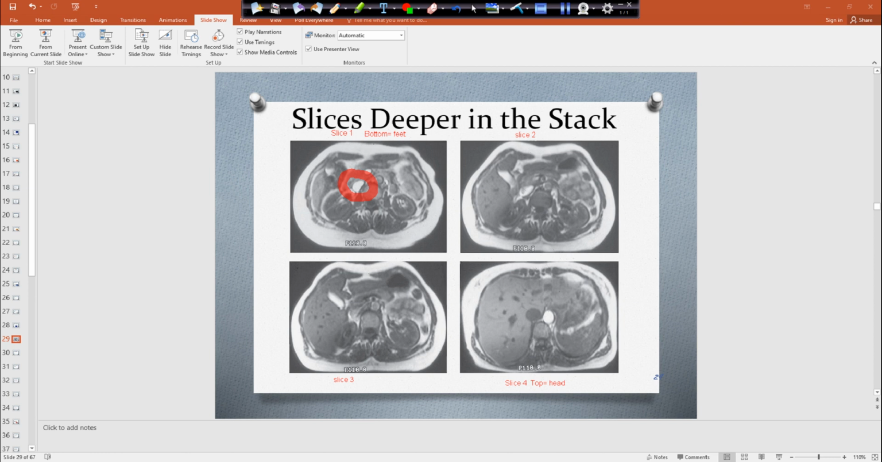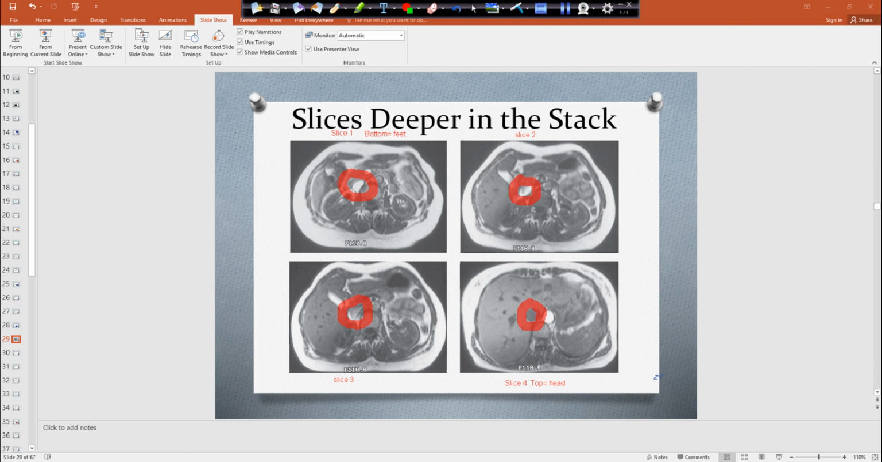But as you get deeper in the stack, look at what happens to the signal within the inferior vena cava. To the point where all the way at the top, the last slice, look at how we're starting to partially saturate or even completely saturate that flowing blood. So that's why sometimes you don't want to make those stacks too big, because they eventually will partially saturate. We want that to be bright and signal all the way up. And we'll talk about how we can do that.